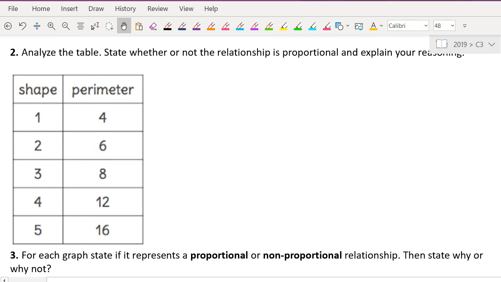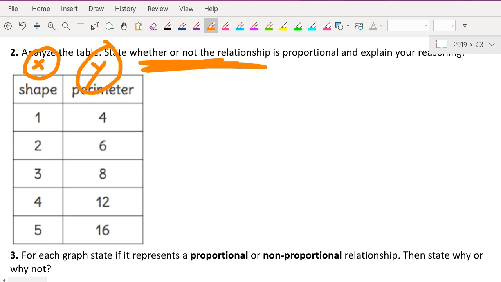Okay, analyze the table. Which one do you think is our x? Top, bottom, left, right? Shape. Okay, well, it's the one that comes first, right? Which one comes first, left or right? The left. So our shape is our x, and our perimeter is our y. So we need to see when they're asking whether or not it's proportional. We need to test to see if it divides the same each time. So who wants to help us through it?